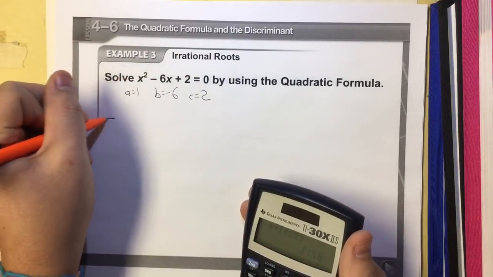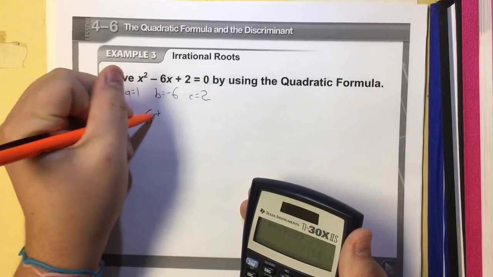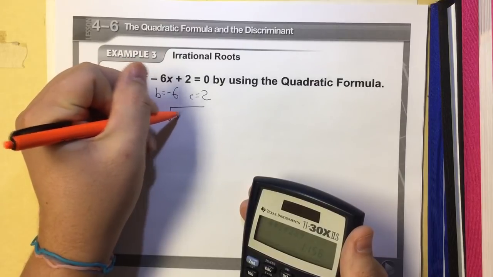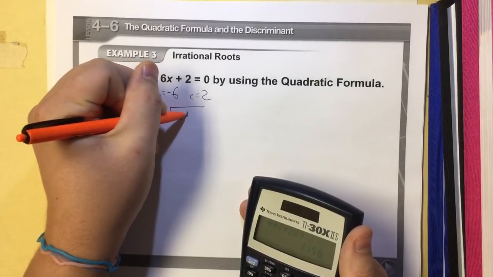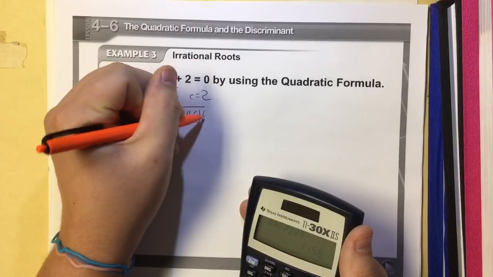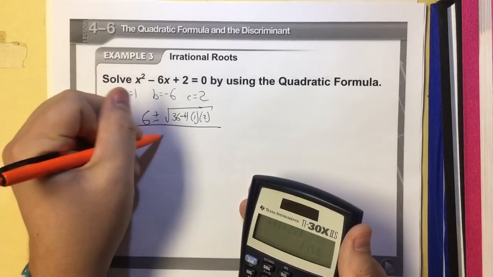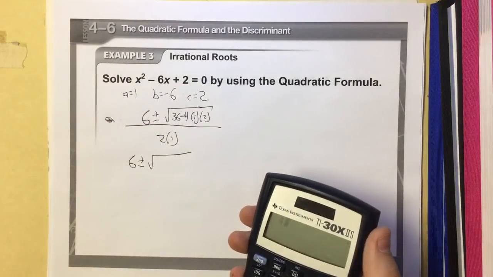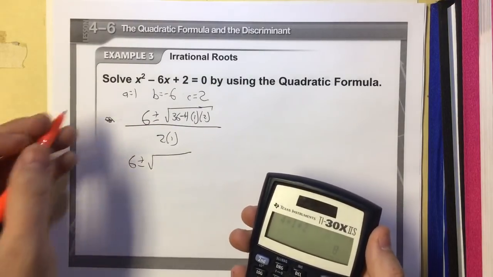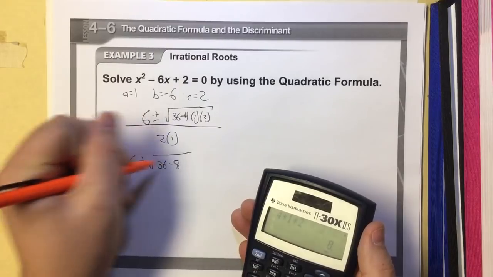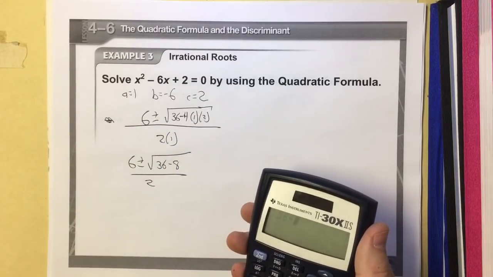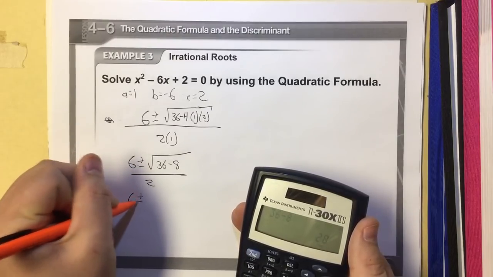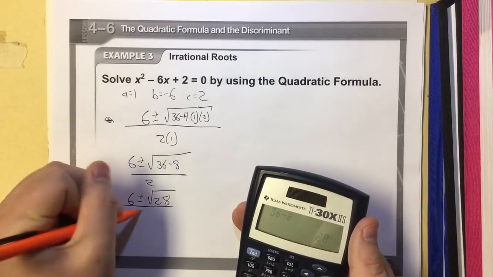The opposite of B means plus 6, so 6 plus or minus the square root of negative 6 squared minus 4 times A times C, all over 2 times A. 6 plus or minus the square root of 36 minus 4 times 1 times 2, which is 8, all over 2. 36 minus 8 is 28. So 6 plus or minus the square root of 28 over 2.